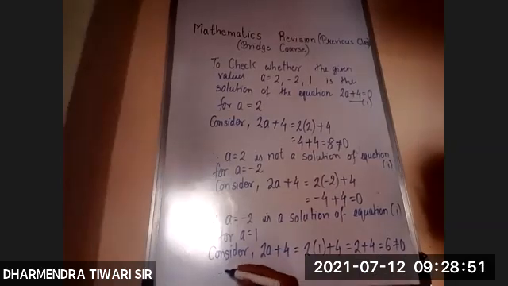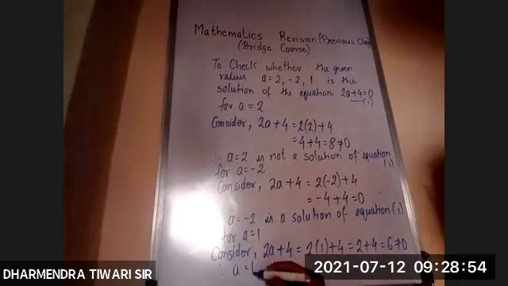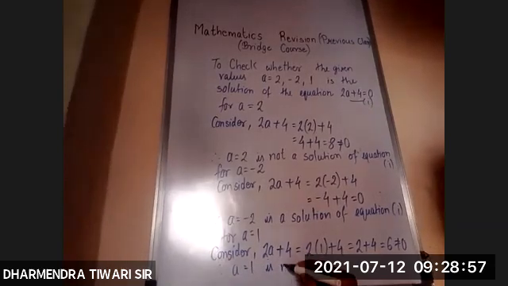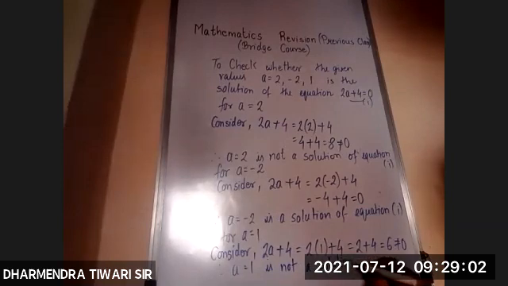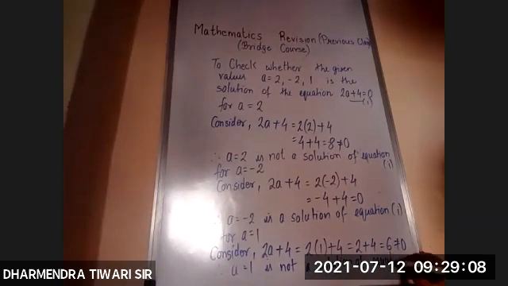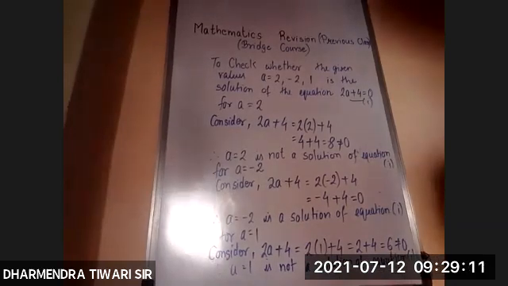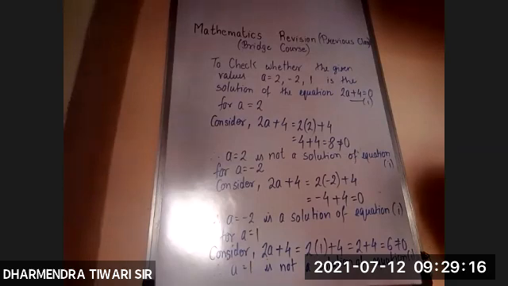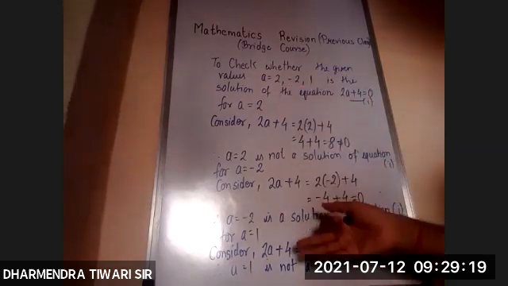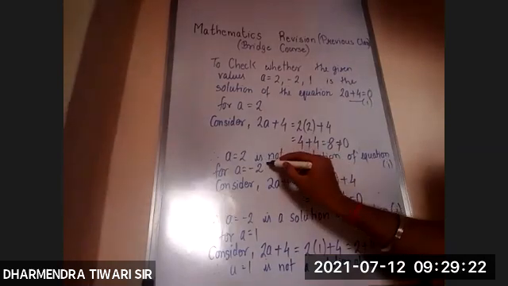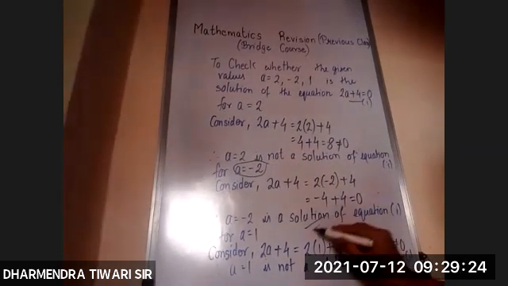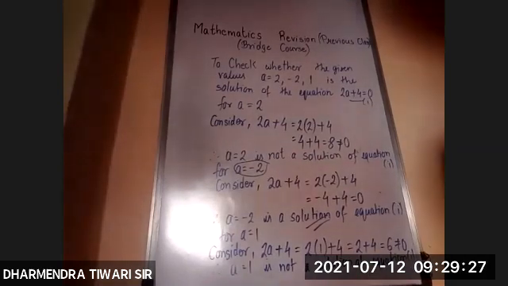Therefore, a equal to 1 is not a solution of equation 1. So here we have concluded that out of these three values, only a equal to minus 2 is a solution. And only one solution we are going to get every time. Let's take one more example.